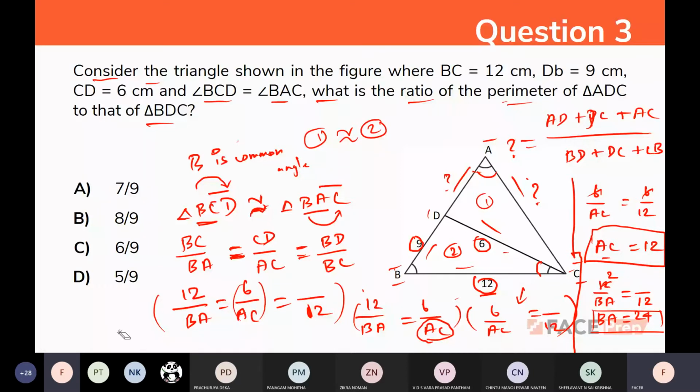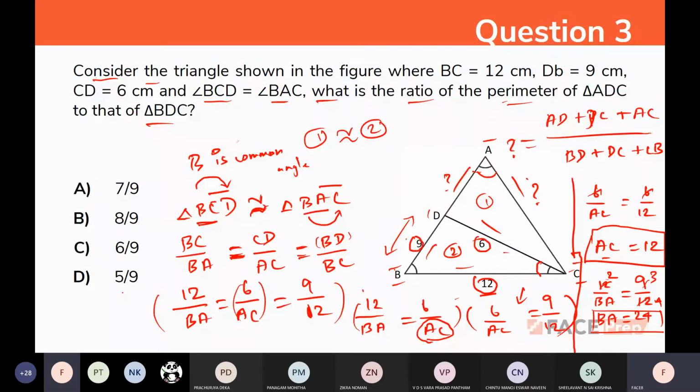So in all these places, it should be 9 because BD is 9. So here BD is 9. Okay. So if you cancel it, 3 by 3 divided by 4. So answer will be 16. Sorry, again it is.